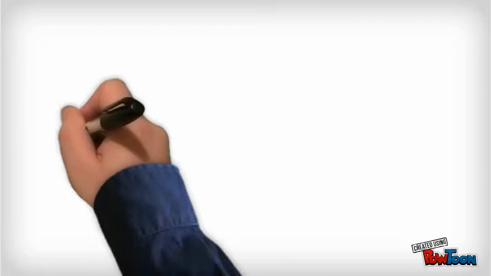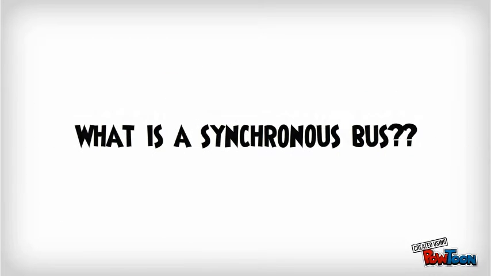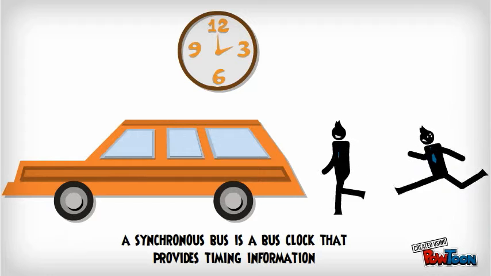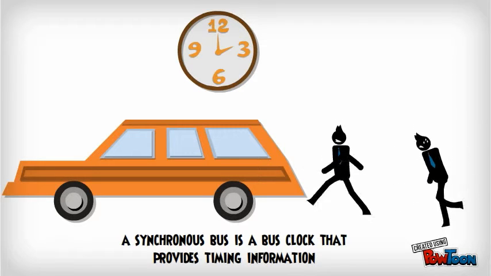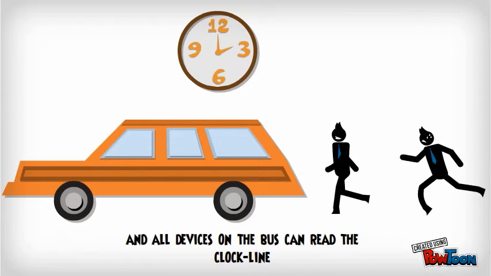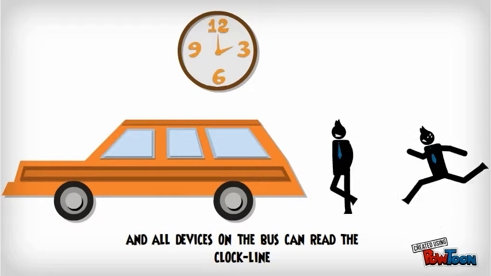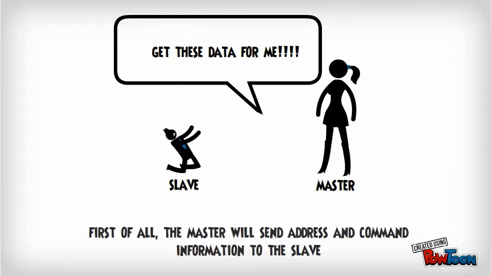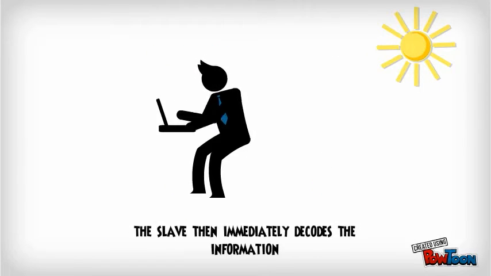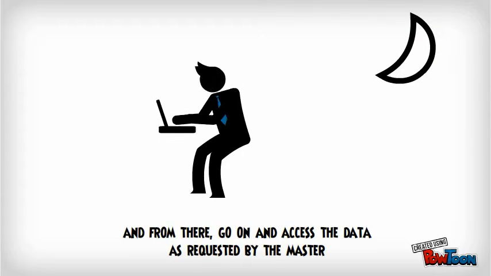What is a synchronous bus? A synchronous bus is a bus clock that provides timing information, and all devices on the bus can read the clock line. First of all, the master will send address and command information to the slave. The slave then immediately decodes the information, and from there, go on and access the data as requested by the master.